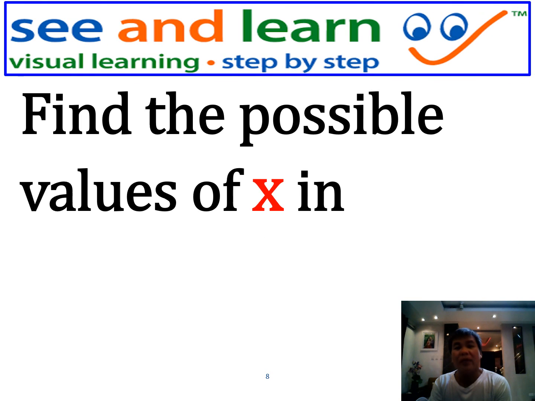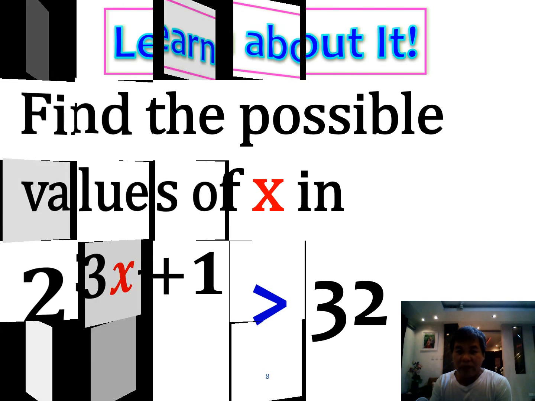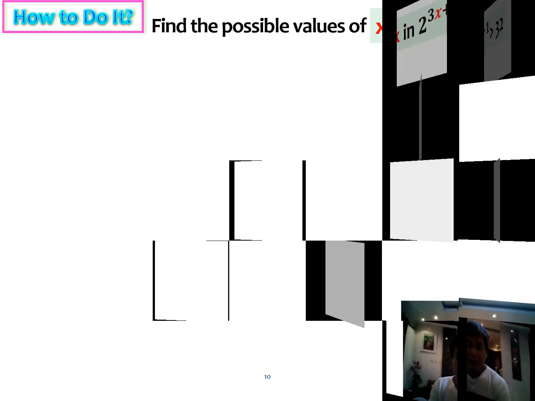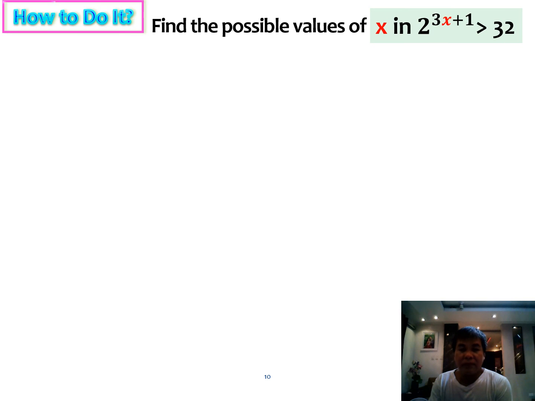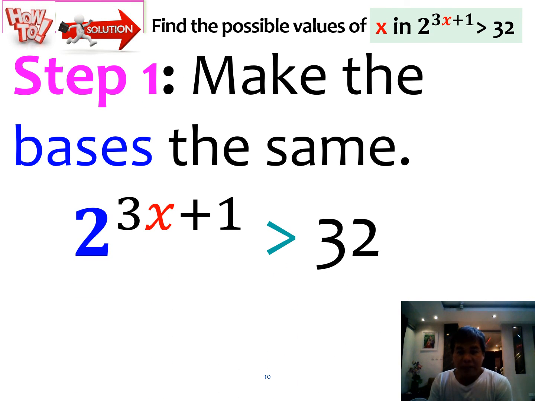Now we are going to solve for the value of x for the following exponential inequality: 2 raised to 3x plus 1 is greater than 32. How can we solve for the value of x? Of course, we have to follow 5 steps. Step 1, we have to make the base the same.